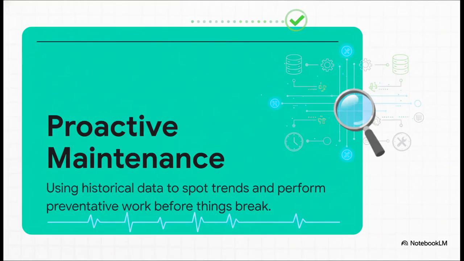This whole new level of visibility allows us to embrace something called proactive maintenance. So instead of just reacting to failures as they happen, we can use all that historical data we've collected to spot trends and perform preventative work before things break. We start solving the root cause, not just the symptom.